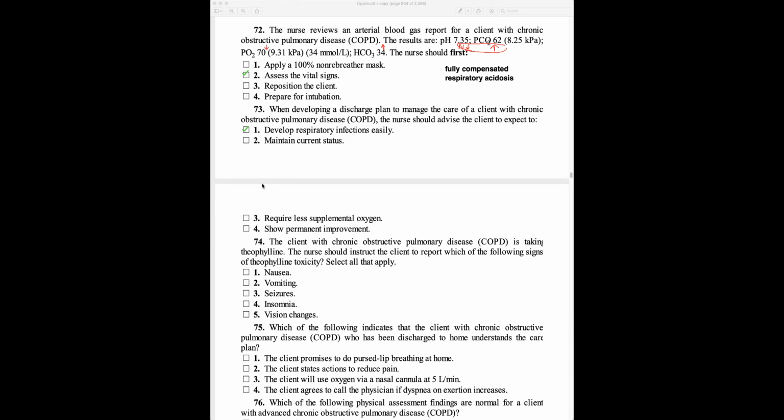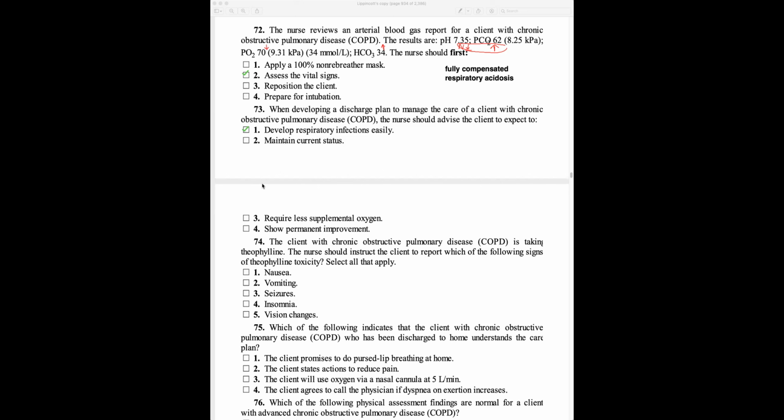Patients with COPD are not going to maintain their current status. This is a chronic condition that gets worse over time. And they won't require less supplemental oxygen over time. No, over time, patients with COPD are going to require more supplemental oxygen because their respiratory status will get worse to the point where it can become end stage COPD. And then they're not going to show permanent improvement. There's no cure. And unfortunately, their respiratory status will get worse over time.